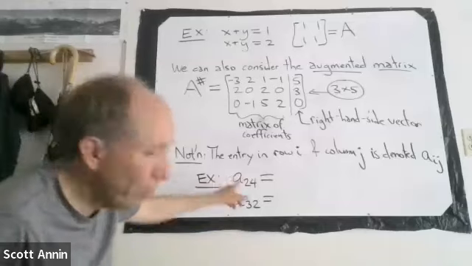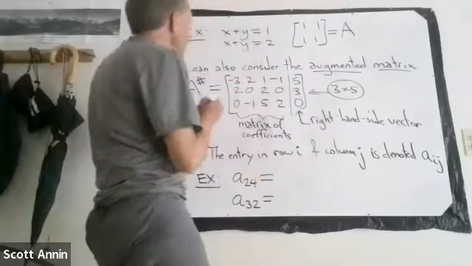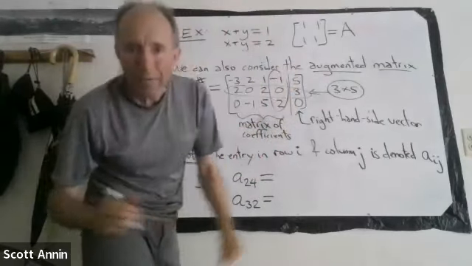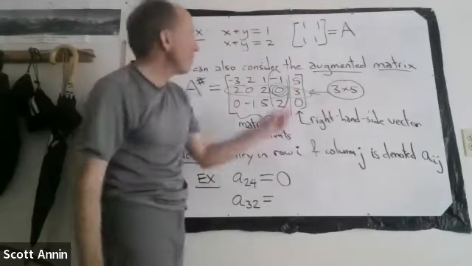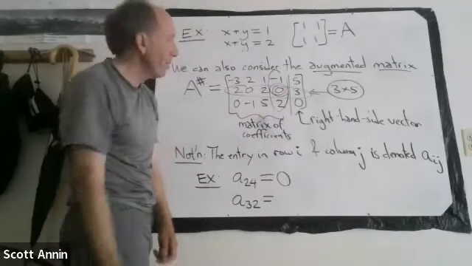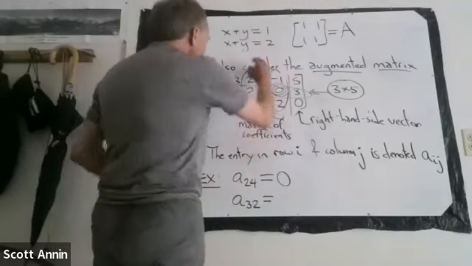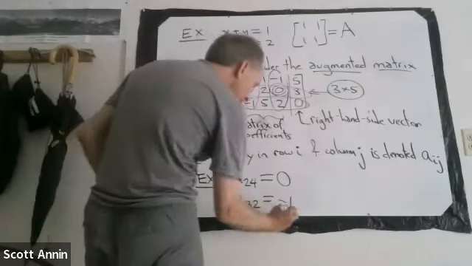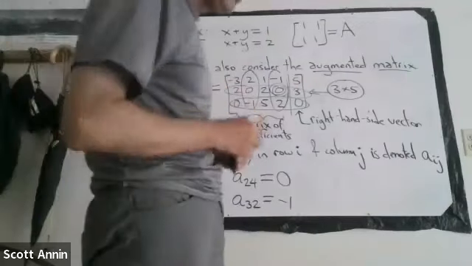Okay, so for A24, I'm looking at row 2. Row 2 is in the middle here, the second row, and I'm looking at column 4. If I look at where those intersect, I see that that is just 0, right? Whatever number is in that slot of the matrix is denoted with A24. A32, let's try that one. That's row 3 and column 2. That would be a -1. Pretty easy, right?